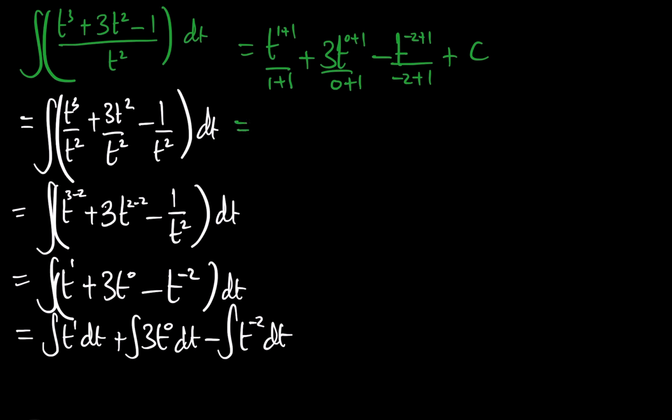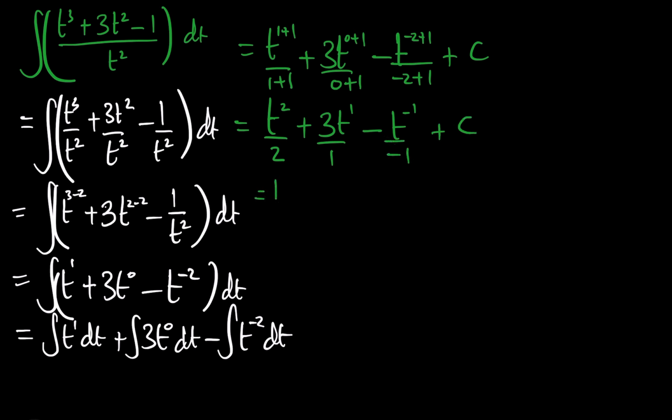So here we have the numerator to be t squared over 2 plus 3t to the power 1 over 1 minus t to the power negative 1 over negative 1 plus the arbitrary constant.